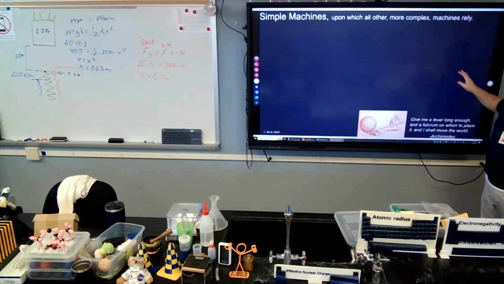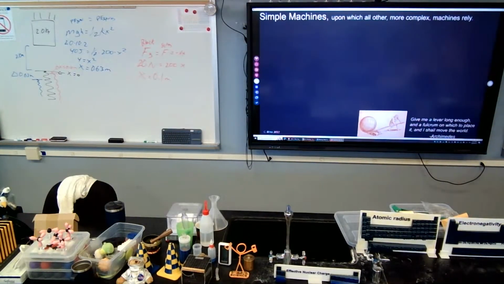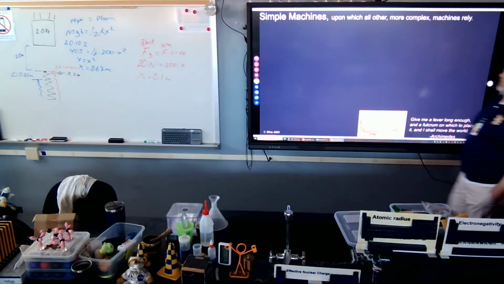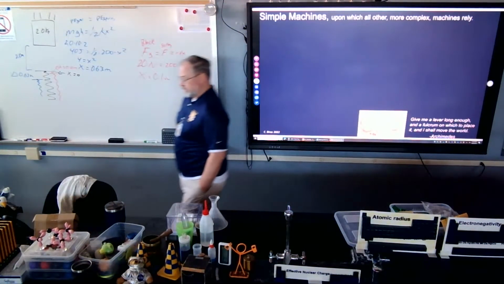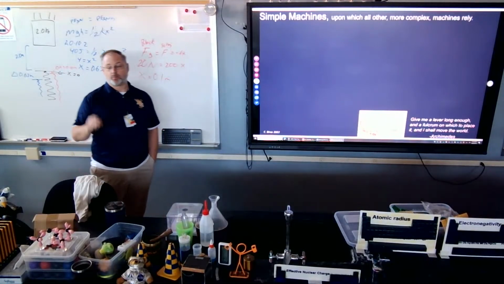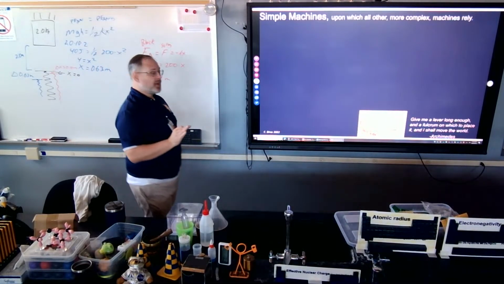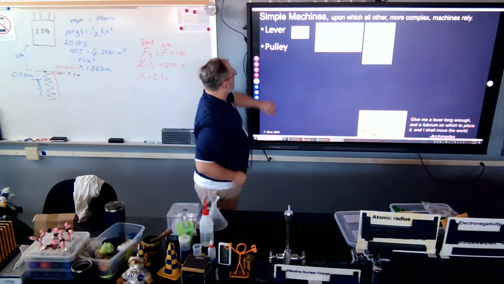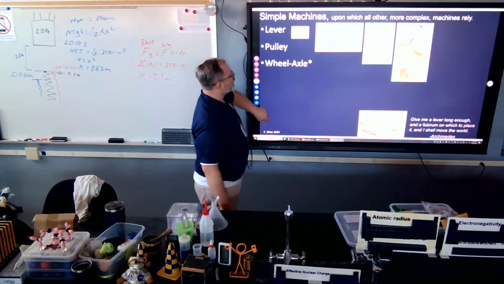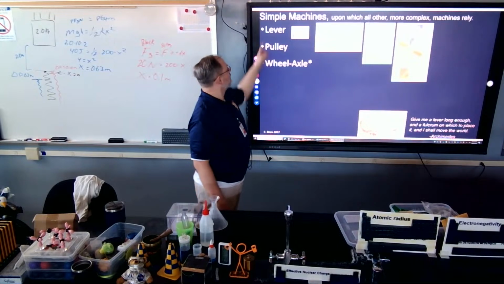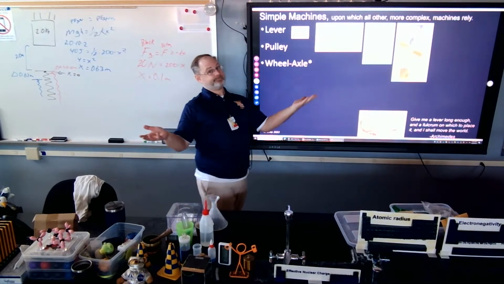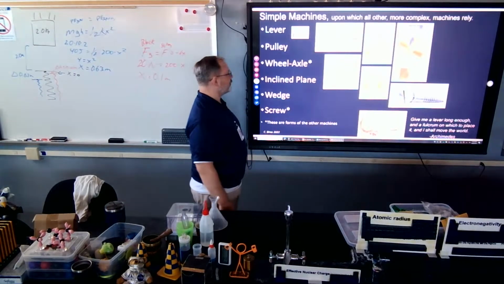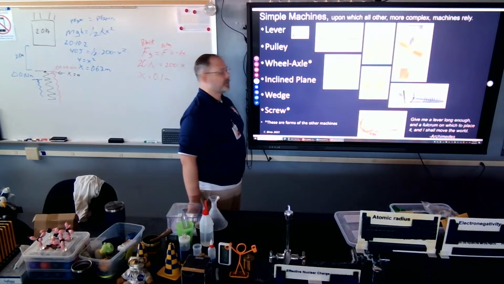All right, machines. This could be its own unit. Heck, this could be its own year. We just briefly hit some machines, and you don't have to memorize them, but there are 6 simple machines: a lever, a pulley, a wheel and axle, which is a combination of a lever and a pulley, an inclined plane, a wedge, and a screw, which is a combination of an inclined plane and a wedge.